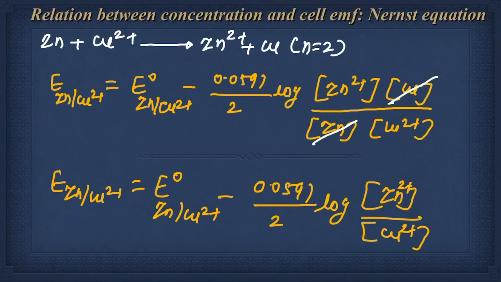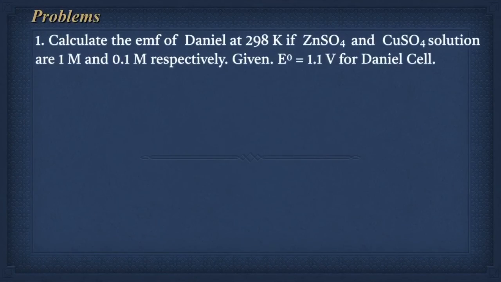Okay, so let's solve some problems based on the Nernst equation. In this problem, you have to calculate the EMF of a Daniel cell at 298 Kelvin if the concentrations of the ZnSO4 solution and the copper sulfate solution are given, that is ZnSO4 1 molar, and 0.1 molar copper sulfate solution. Okay, so it means that this is not a standard condition, non-standard conditions are given because both concentrations are different, and the given value is E standard cell is equal to 1.1 volt.